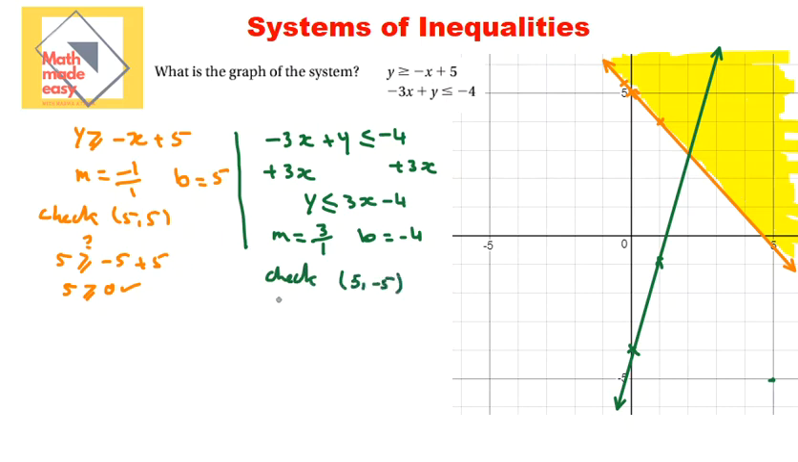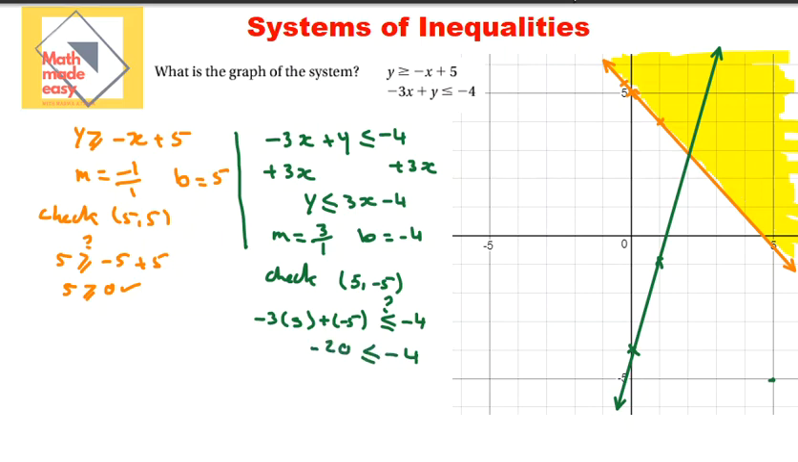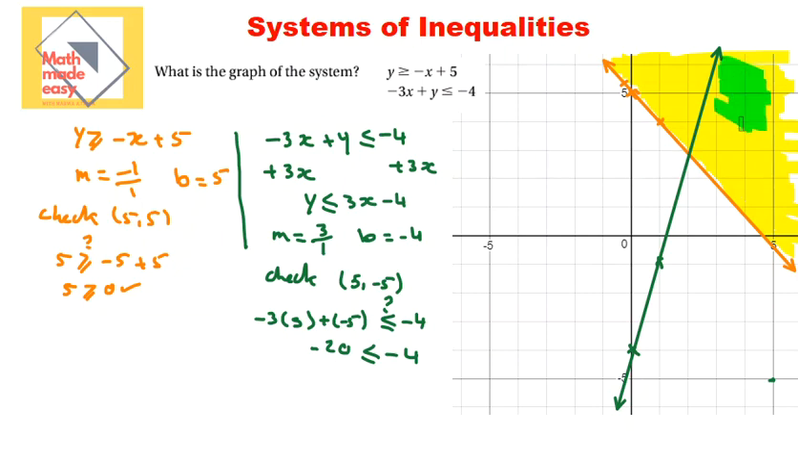So I'm going to check before I shade using the point which is 5 and -5. Now, some people prefer using 0 and 0 all the time, and even if it doesn't check to be correct, then they shade the other side, which is also correct. So if I check, I'm going to have -3 multiplied by 5 plus -5, and I'm still not sure if it's less than or equal to -4. -3 times 5 is -15, plus -5, that's -20, and -20 is actually less than -4. Then yes, I'm going to shade this region with the same color, which is green.